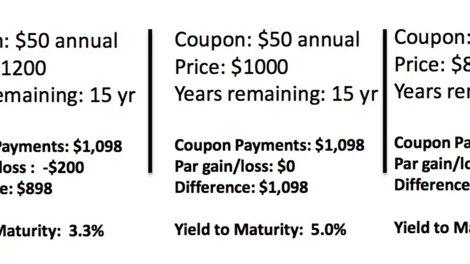So let's go to the second one. Let's assume that he bought a $1,000 par bond. He bought it for $1,000. He's got 15 years remaining on it, and the compound interest on those coupon payments would be the same thing, $1,098. But he has no gain or loss from his purchase price to the face value. So the difference is just going to be the $1,098, and the yield to maturity is 5%. When you're buying it for the same price as the face or par value, you're going to see that coupon yield be exactly what it says on the bond.